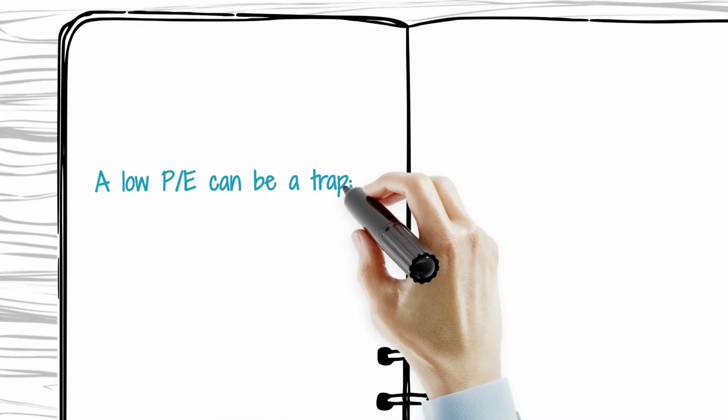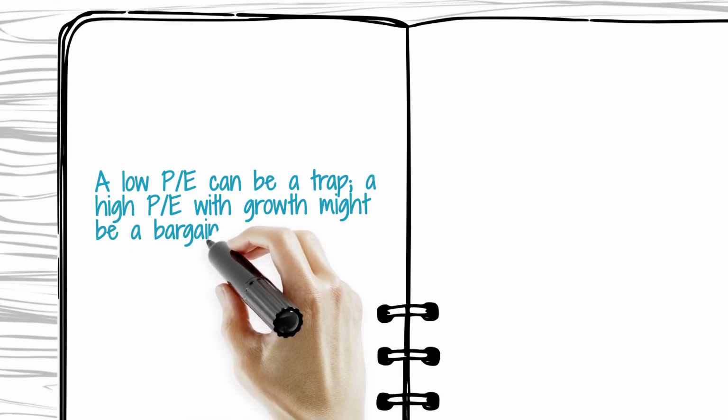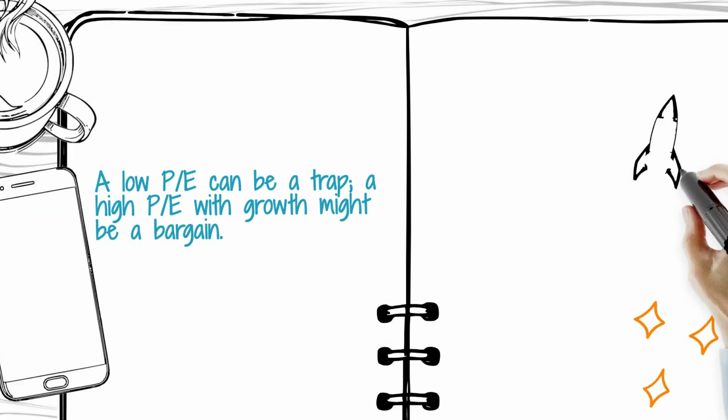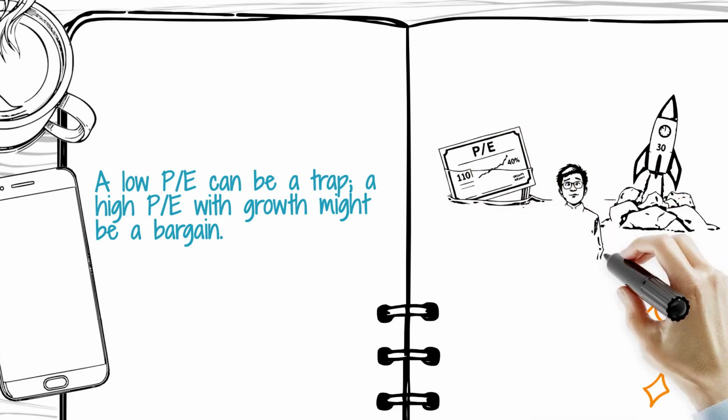A company with a low PE of 10 but zero growth is a value trap. A company with a high PE of 30 but 40% annual growth might be a bargain. PE alone can't tell you the difference.